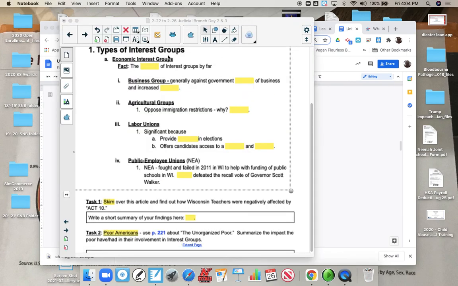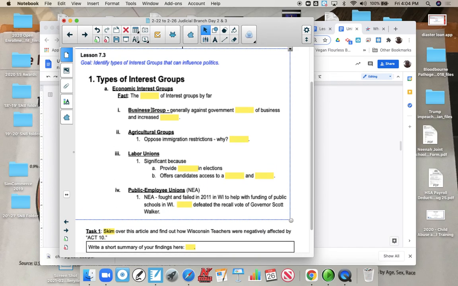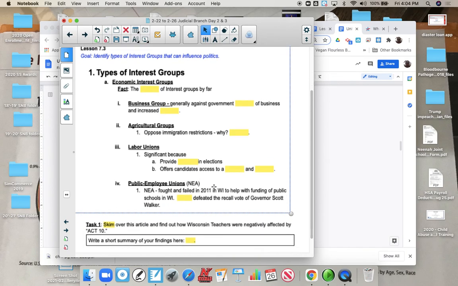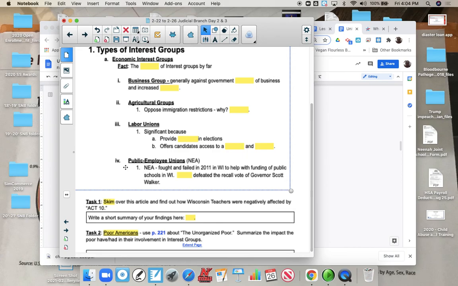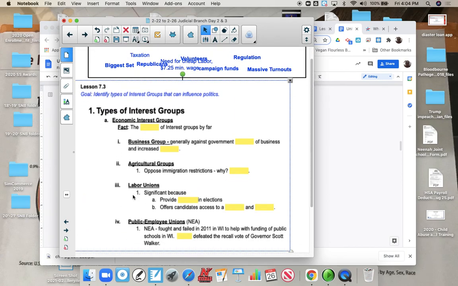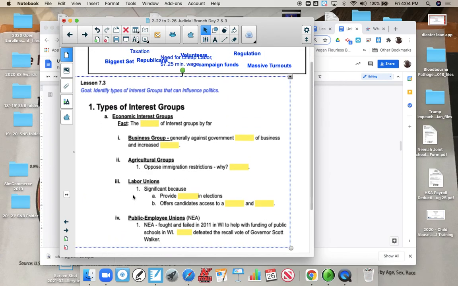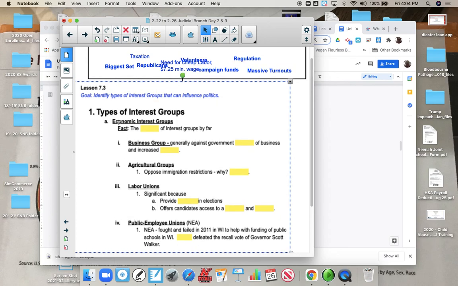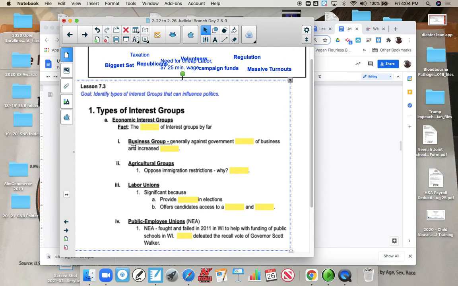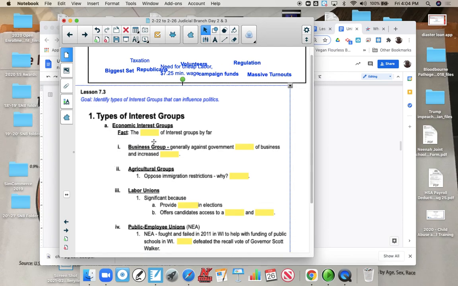I'm going to slide over here to my notes guide, fill in the missing yellow spaces, and be ready to pause. There's 5 tasks that you need to do in this lesson. I'm going to try to be quick with the notes. Pause the video if you need to catch up. First, types of interest groups. There's mainly 3: economic, environmental, and public interest. I know I said that labor was a separate one. I was wrong. Labor is part of this economic interest group.